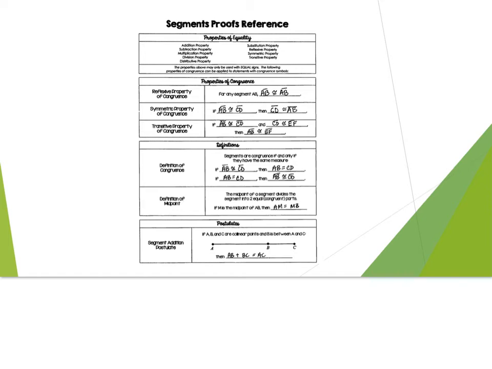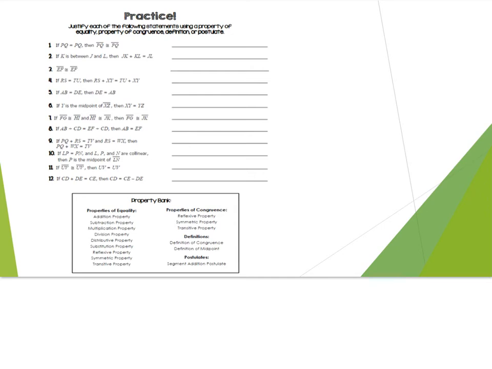Take some time to go ahead and copy down these properties of congruence. And notice here we have the reflexive property, symmetric, transitive, definition of congruence as we move from the congruent symbol to the equal symbol, or the equal symbol to the congruent symbol. We also have a definition of midpoint, and we have a postulate called the segment addition postulate, which we'll talk about later. Go ahead and take the time to copy this down.